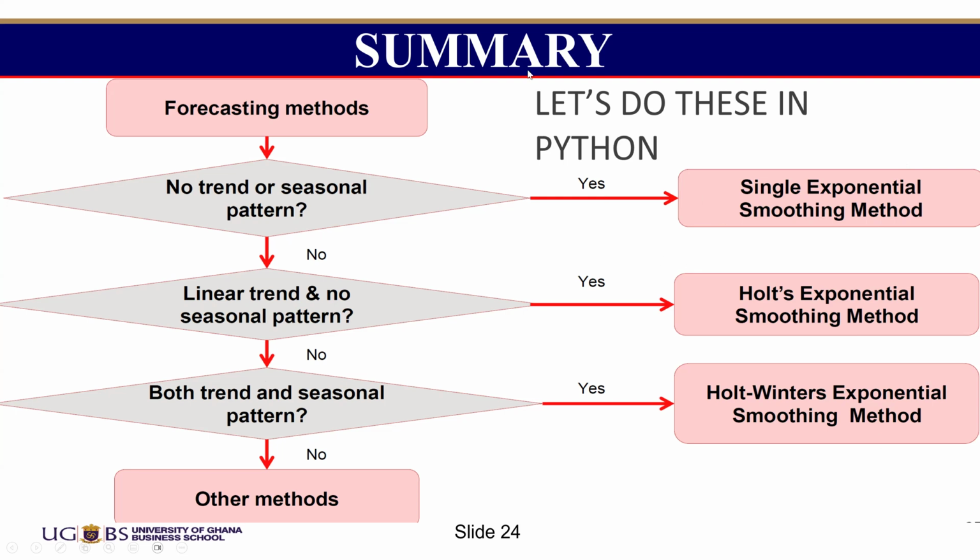In short, if there's just a level, you use a single. That's it. If there is the level plus the trend in it, and of course, the STL decomposition will tell you, you just use Holt. If there's a level, there's a trend, and there is season, you use Holt-Winters. But if there's none of these, then of course there will always be like a level or something. In that case, the basic one can be used.